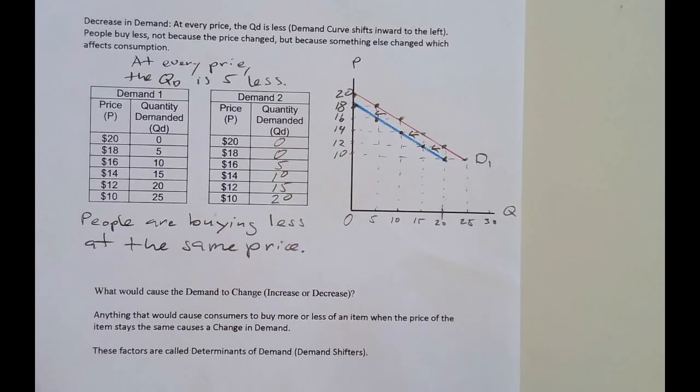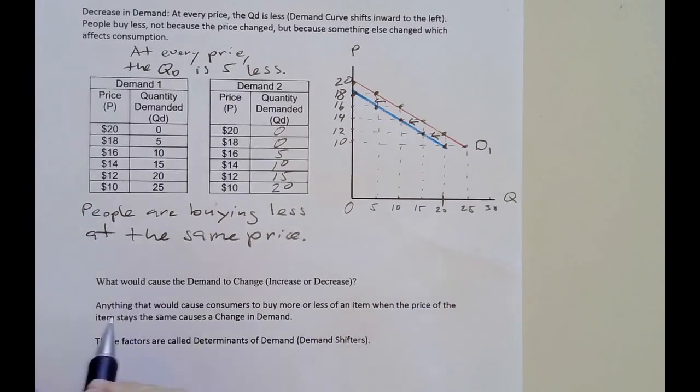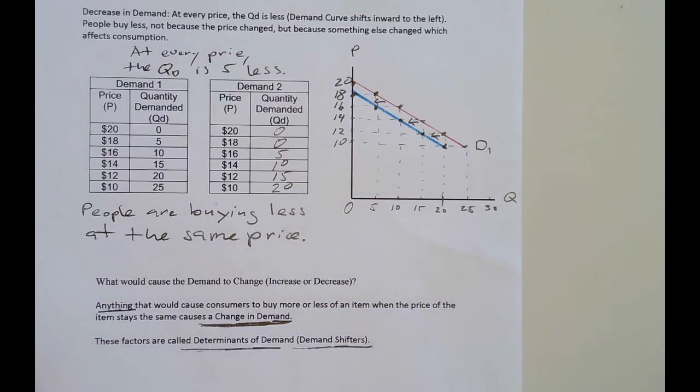What would cause the demand curve to change, increase, or decrease? A lot of things would. Anything that would cause consumers to buy more or less of an item when the price of the item stays the same causes a change in demand. These factors are called determinants of demand, sometimes called demand shifters, because these are the things that determine where demand is going to shift.